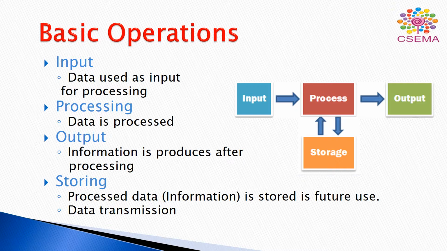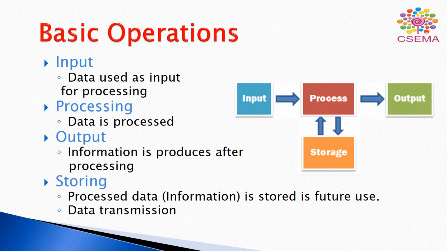And when the processing is done, then we get the information, and this information is produced by output devices, and the overall procedures that we can get the output of information is called output operations. And the last basic operation of computer is storing. When all the operations are performed on the input data, then we can store this data into memory for temporary and permanent storage for future use, and these operations are called storing operations.